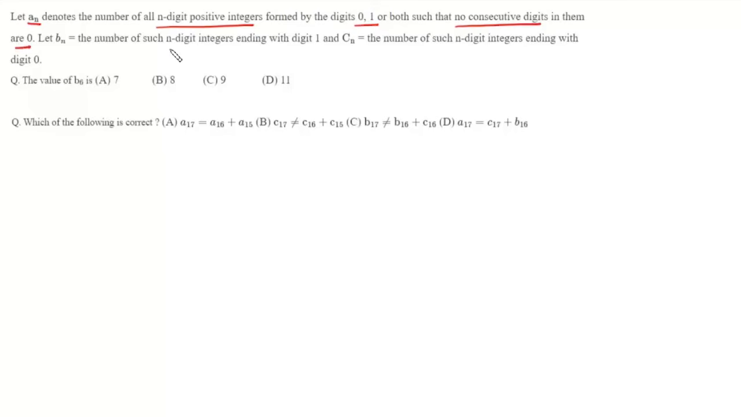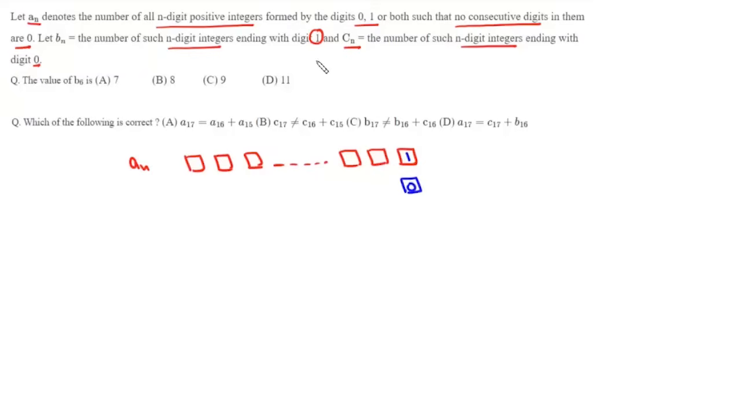Let Bn be the number of such n-digit numbers ending with 1 and Cn the number of n-digit numbers ending with 0. So for this An, we have this n-digit number and this last digit may be either 1 or 0. If the last digit is 1, it is Bn, and if the last digit is 0, then it is Cn. So from here we can write An must be equal to Bn plus Cn.